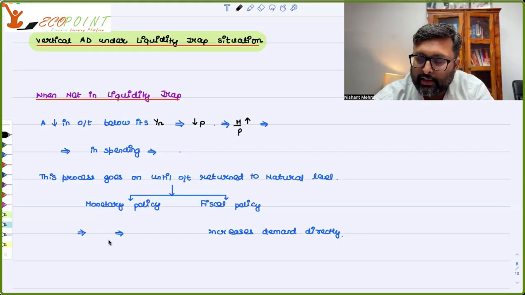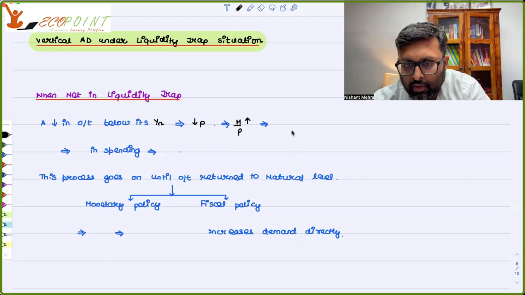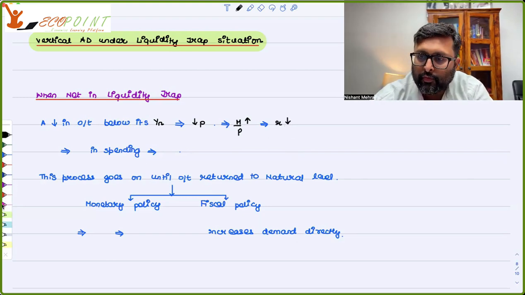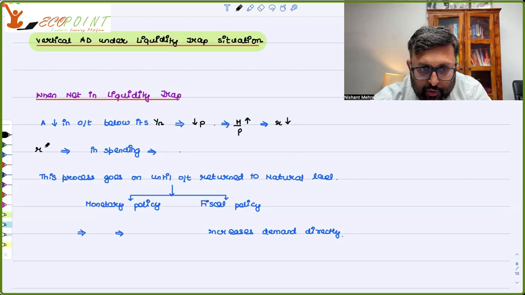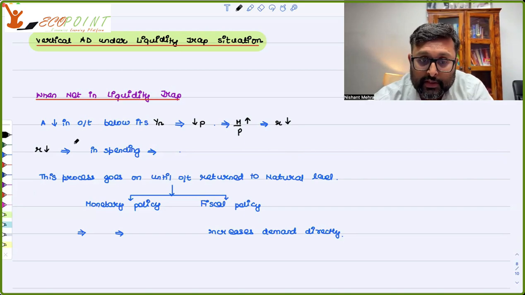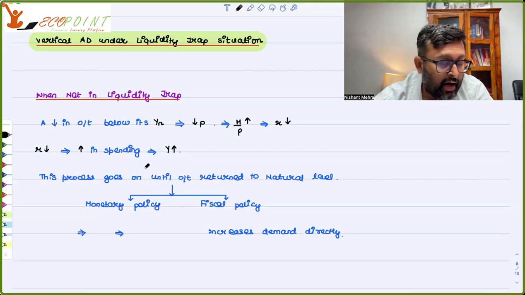M by P is going to increase. Just imagine your IS-LM. If M by P is going to increase, your rate of interest is going to fall. When the rate of interest falls, investment spending is going to increase. With an increase in investment spending, what is going to happen? Output is going to increase, demand is going to increase.